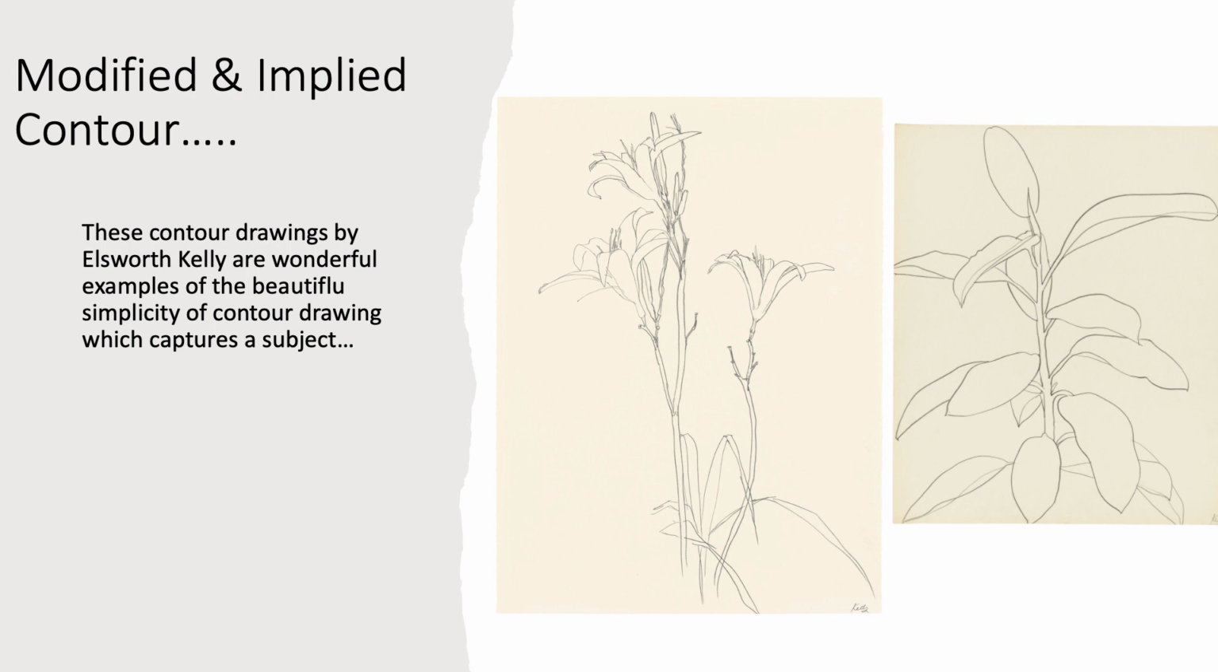These two drawings by Ellsworth Kelly of lilies and a rubber plant beautifully exemplify the use of simple contour drawing to create the whole essence and feeling of the subject matter. And in the drawing of the lilies, you have a little bit of a feeling of texture as well in the lines on the leaves and the flowers.